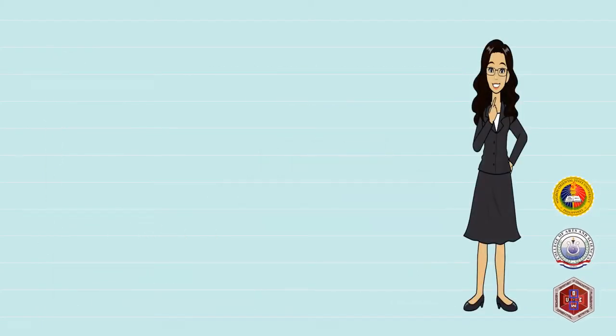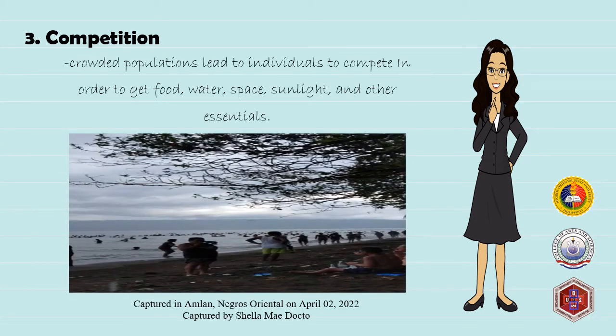Another limiting factor is competition. The denser the individuals living in an area, the more the available resources will be used up. Crowded populations lead individuals to compete in order to get food, water, space, sunlight, and other essentials. Some can get enough to survive and reproduce, but others will starve and die, lowering the birth rates.